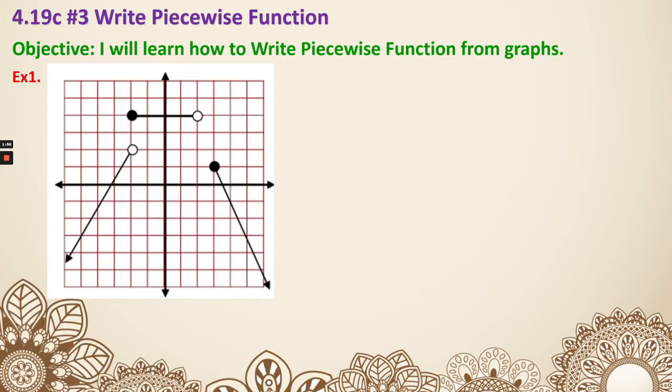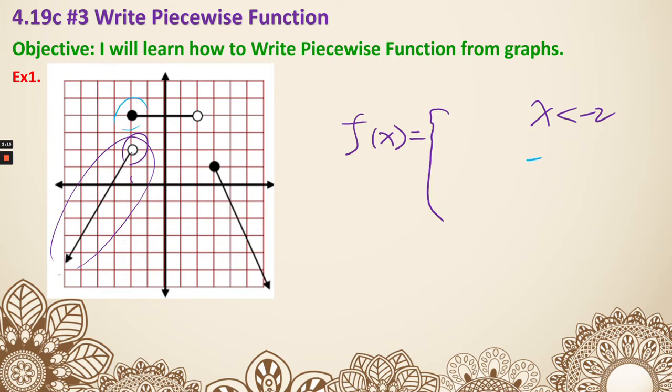Example 1, I have 3 different pieces, so f of x equals, let's start writing the domain. The first one on the bottom left starts from -infinity to right here, -2. So x is less than -2, also because that's an open circle. And the second one starts from -2, so -2 is less than or equal to x, all the way to the right to 2. So it's less than 2 because on the 2 side, it is an open circle. There isn't an equal sign.